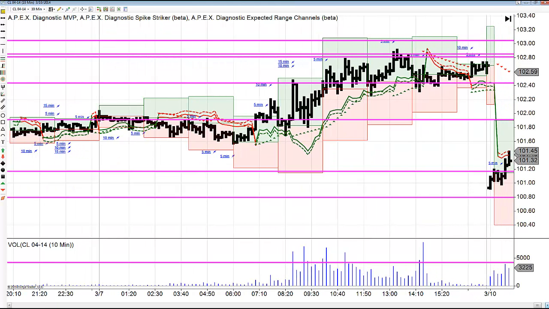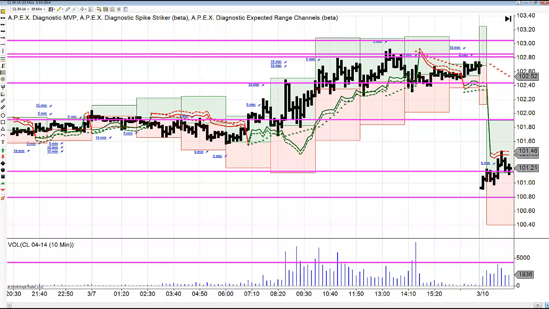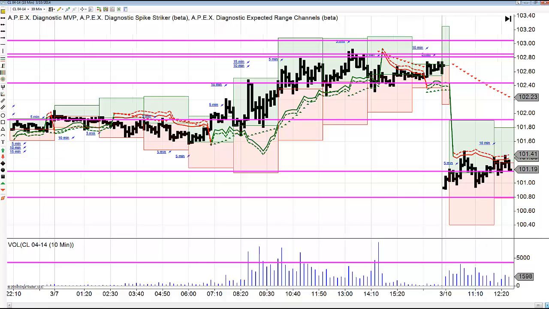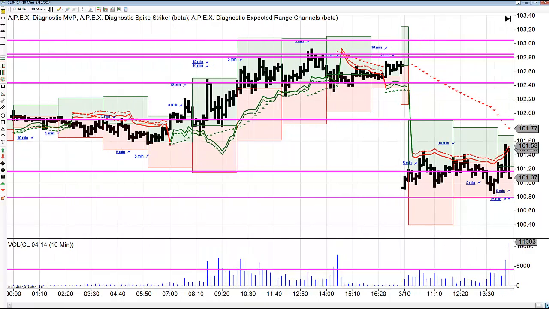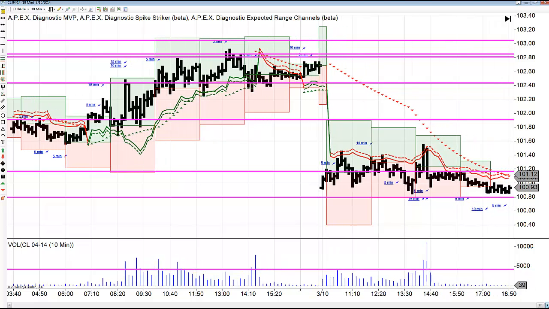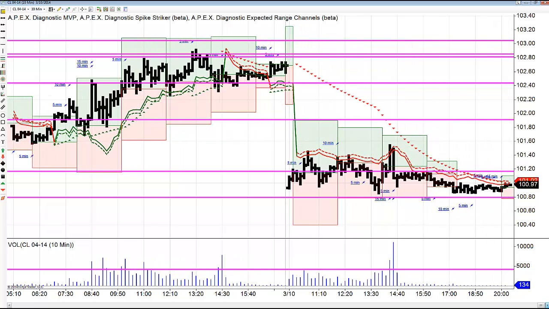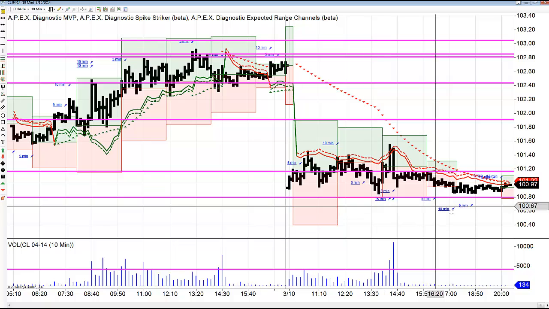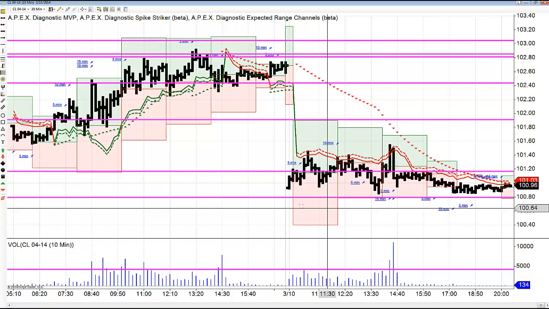Oh, massive gap down. Okay? Over here today, big gap down in oil. So it's got to start all over again. Just hanging out. Really quiet, flat, crappy day on oil, but it still came in between the magnet prices.